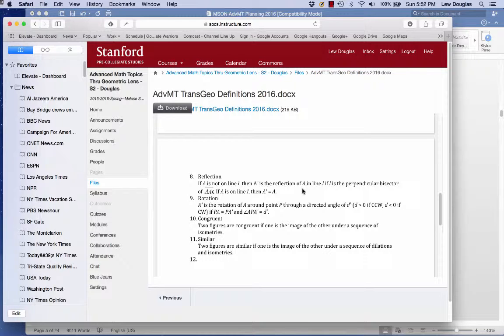Similarly, there's a definition of rotation. A prime is the rotation of A around point P through a directed angle of d degrees. D is greater than 0 if counterclockwise, less than 0 if clockwise. A and A prime are the same distance from P, the center of rotation, and the angle A P A prime is d degrees, the directed angle, plus or minus. So that's a precise definition of rotation of points. Okay, so that's the story about that.